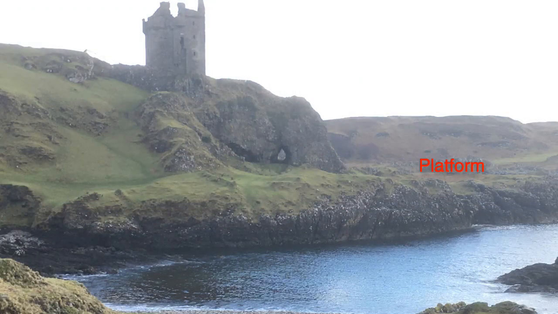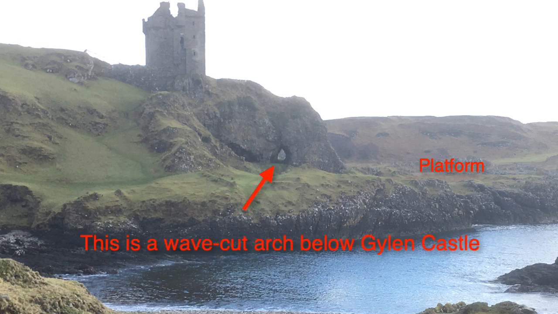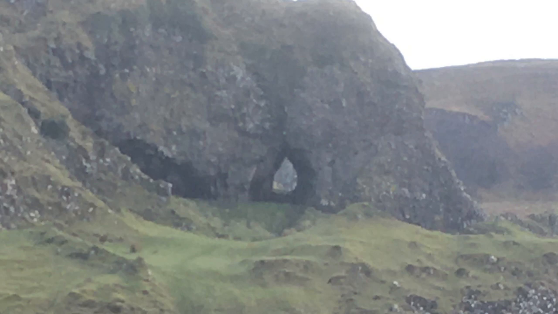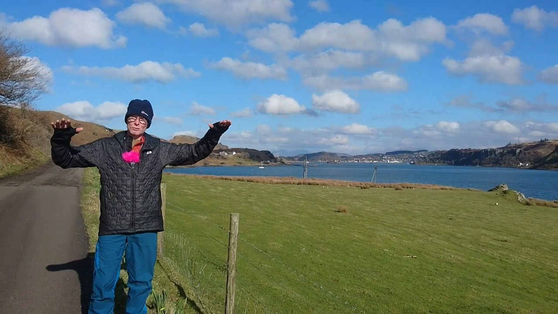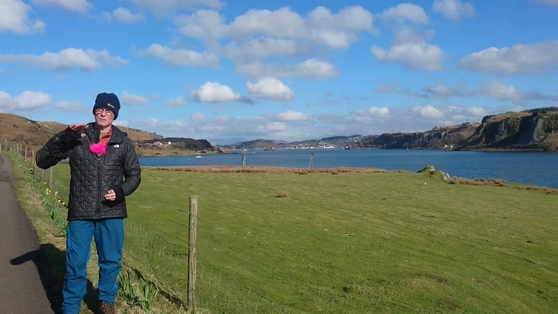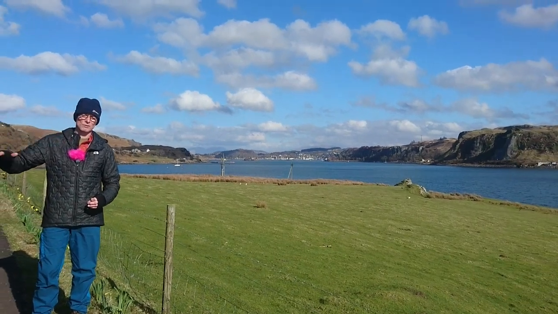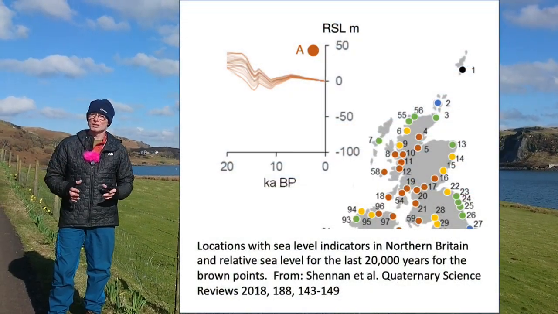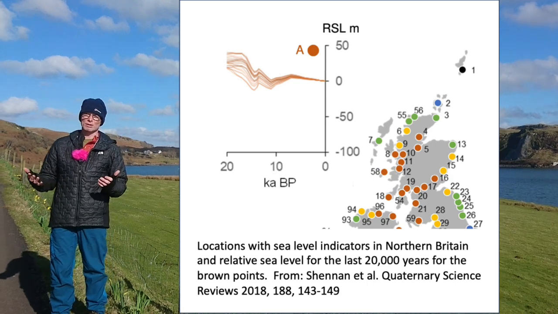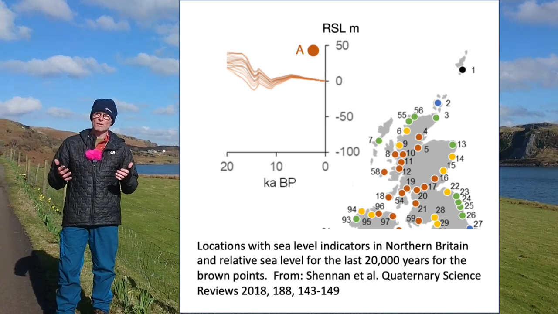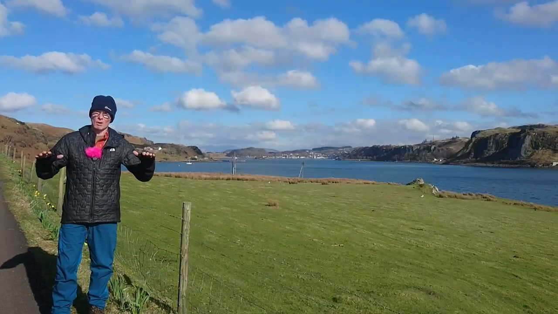This is a wave cut platform. So it was down at sea level, and it was the erosion, tidal erosion and wave erosion, that cut this platform. And that beach has then been raised. So we're on a raised beach here, and around here, around the west of Scotland, the West Highlands, you see these raised beaches. They get up to about 30 metres high. And they were at sea level in the past.